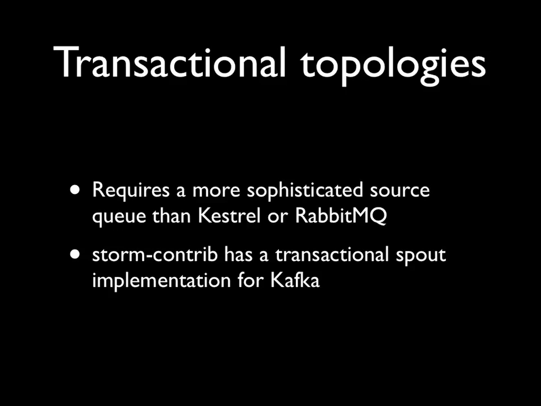One note about transactional topologies: they require a more sophisticated input source than something like Kestrel or RabbitMQ. But it turns out that Kafka has the perfect semantics for transactional topologies. And if you look in the Storm Contrib project, it has a transactional spout implementation for Kafka.